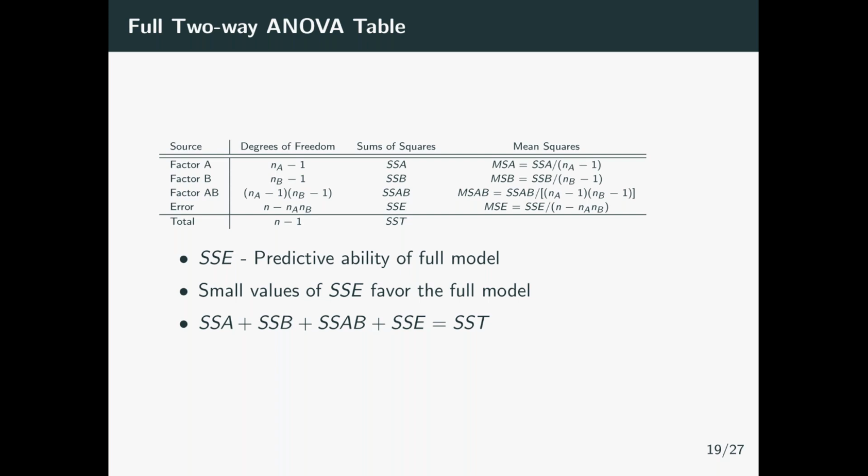Again, the sums of squared error quantifies the predictive ability of the full model. Small values of the sum of square error would prefer this full model over the original two-factor no interaction model. And you see the same partitioning of the total sums of squares into that associated with factor A, factor B, the interaction, and what's left over in the error.